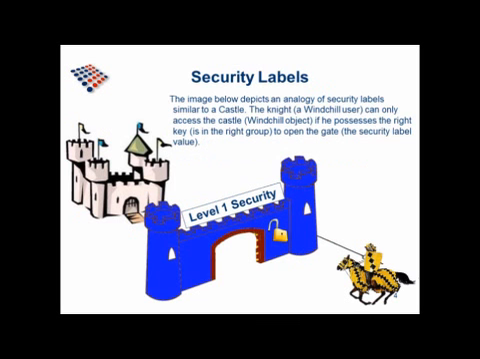I'm going to use this castle analogy as we explain how security labels work. Here at a very basic level, we have a castle, which is our Windchill object. We have our gate, which is our security label, and then our knight, which is our user. The way it is in the image right now, the knight has access to it. Therefore, he possesses the key, so to speak, or the access to get to that security label.